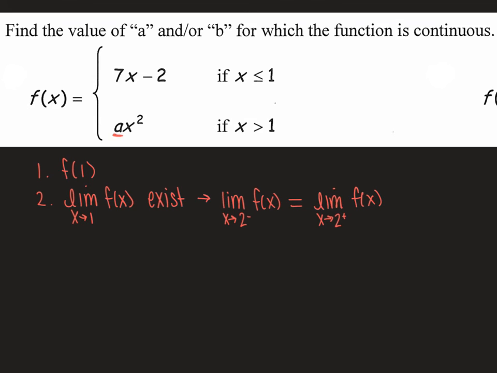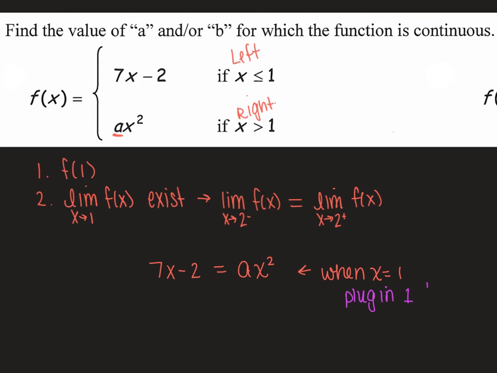So for this limit to exist, from the left and from the right must be equal, right? If I take my function, this is the left side, because those are values less than 1, and this is the right. Those are values greater than 1, and we want them to be equal when x is 1. So it's as simple as taking 7x minus 2 equals ax squared, and we want this to be equal when x equals 1. We're trying to make this continuous at that crossover. So we're going to plug in 1 for all my x's. All right, so that's our next step here.